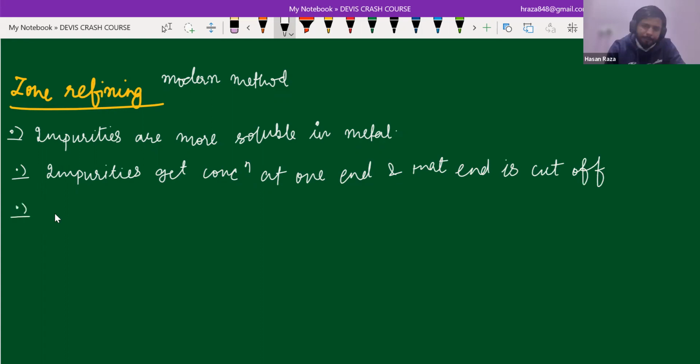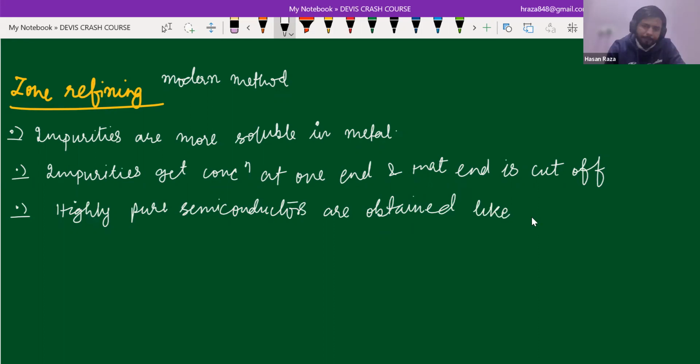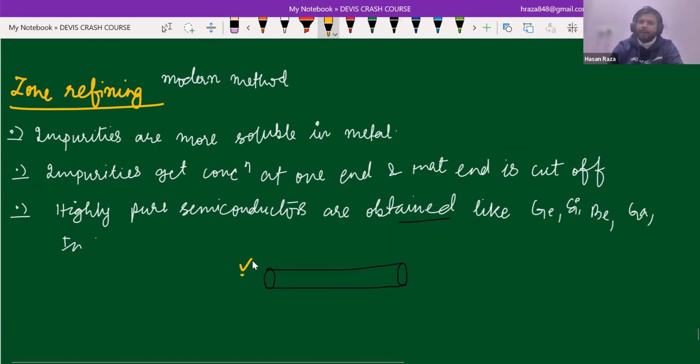Then the next is that highly pure semiconductors are obtained, like germanium, silicon, beryllium, gallium, and indium. Now see how we do it. These are semiconductors that we get. Okay. So this is your most modern method, which is zone refining.